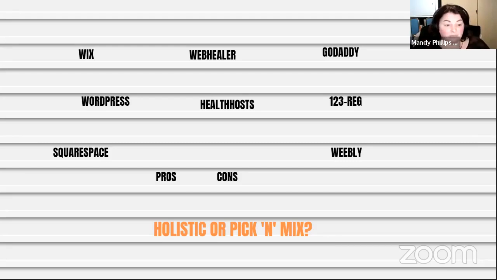WordPress is another one, Squarespace. Then you've got some industry-specific ones, so Web Healer and Health Hosts, who target therapists and clinical practitioners. And then you've got other people like GoDaddy and 123Reg, which started out selling domains and have spread out to now allowing you to develop websites.